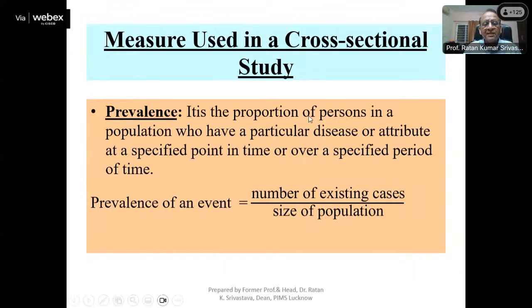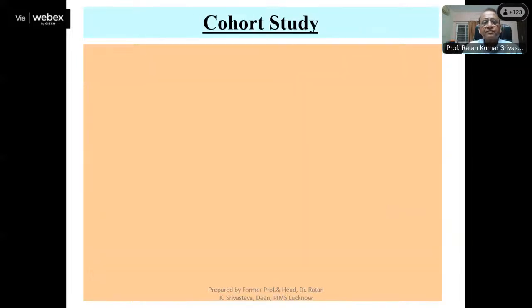So prevalence is the proportion of persons in a population who have a particular disease or attribute at a specified point in time or over a specified period of time. For a period of time, we calculate period prevalence. So in a cohort study, you can calculate period prevalence, but here in cross-sectional, you will always calculate point prevalence.